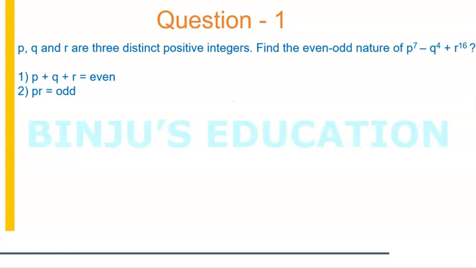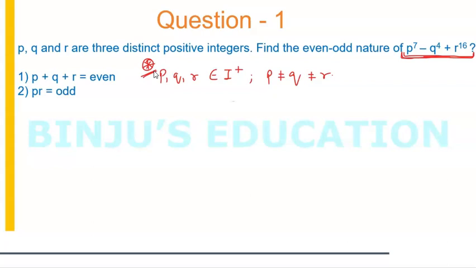Okay. So P, Q, R are three distinct positive integers. Find the even odd nature of this expression. We're basically looking for a conclusive answer, whether this expression is conclusively odd or conclusively even. P, Q, R are positive integers and P is not equal to Q, which in turn is not equal to R. This is the information given to us. We need to find the even odd nature of P to the power 7 minus Q to the power 4 plus R to the power 16.